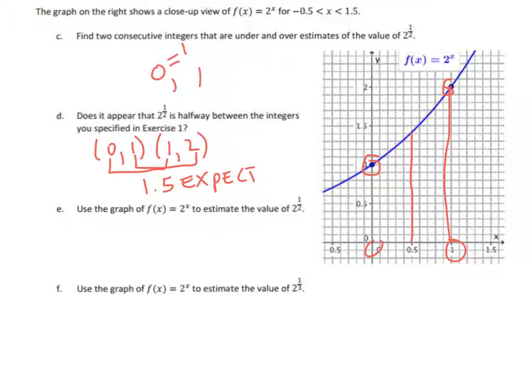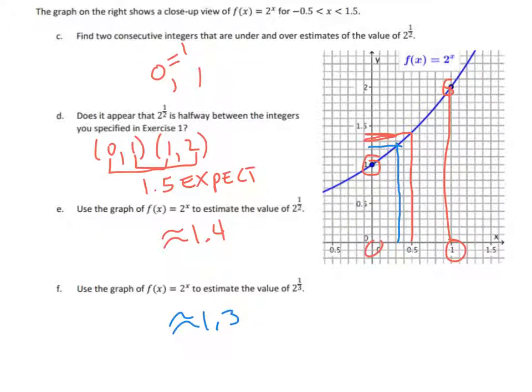Use the graph. Well, if I use the graph to estimate it, like I said, I went up and come across here. Is that exactly 1.5? No, it's somewhere about 1.4, isn't it? So it's a little bit off. It doesn't go exactly halfway in between. Then it says use the graph to estimate the value of 2 to the 1/3. Well, if I go to 1/3, it's a little bit over that 0.3 right here. I go up, I go across, and somewhere around there it's probably about 1.3 or so. Just using the graph to look at it.